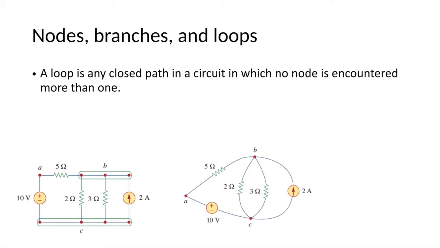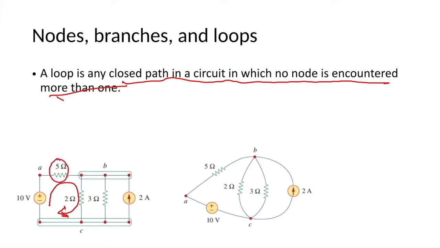The loop is any closed path in the circuit in which no node is encountered more than once. Let's take a look at the first figure. For example, we can draw the loop here. So a loop can consist of the 5 ohm resistor, the 2 ohm resistor, and the 10-volt voltage source. So this is one loop.